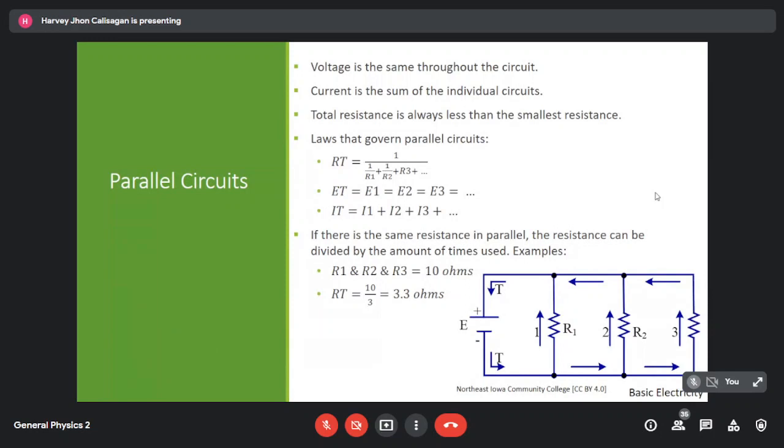If there's the same resistance in parallel, the resistance can be divided by the amount of times used. For example, we have R1 plus R2 plus R3 is equal to 10 ohms. So for us to get the value of every resistance, we divide this 10 ohms by 3, since there are three resistances present in this problem. So we have 10 divided by 3, which is 3.3 ohms.